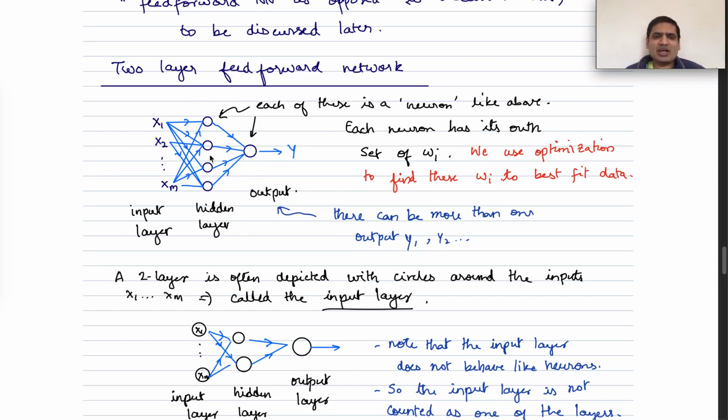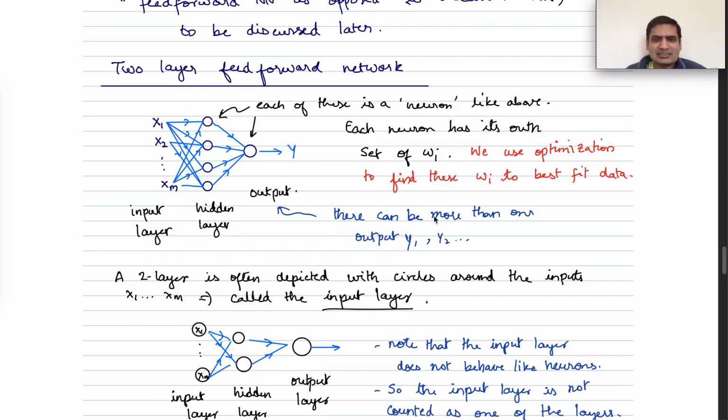Of course, each neuron will have its own set of w_i, the weights and biases. What we do is essentially try to find these weights and biases in a manner that best fits data. If we have outputs and inputs, we tune all these parameters, w_i, in a manner that the output is well predicted from the inputs in the data.